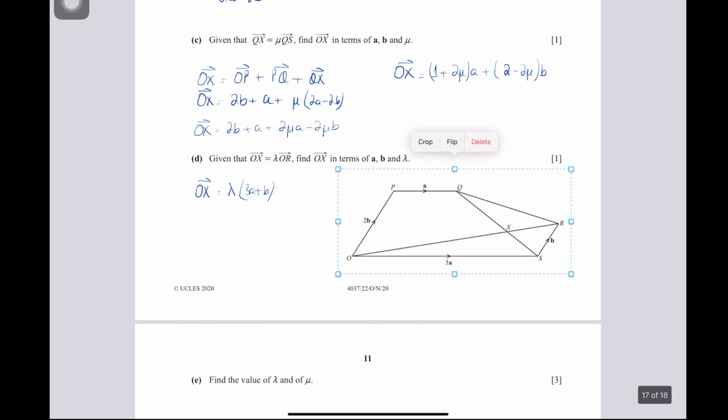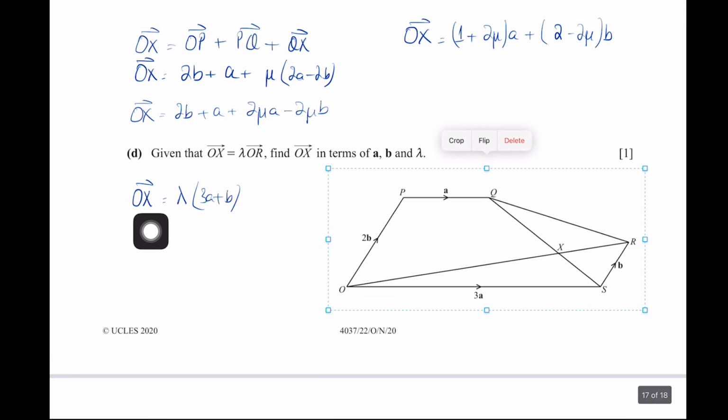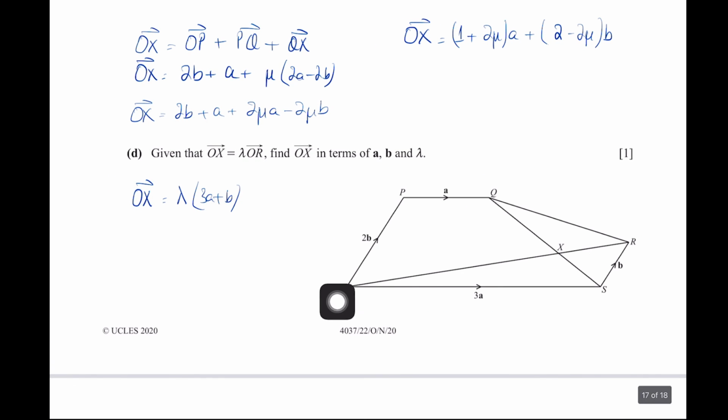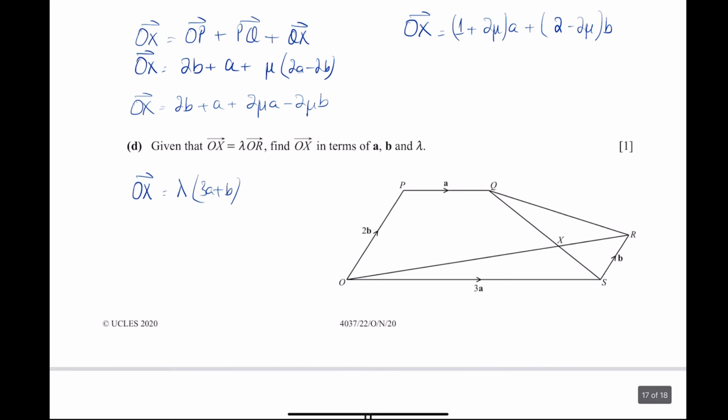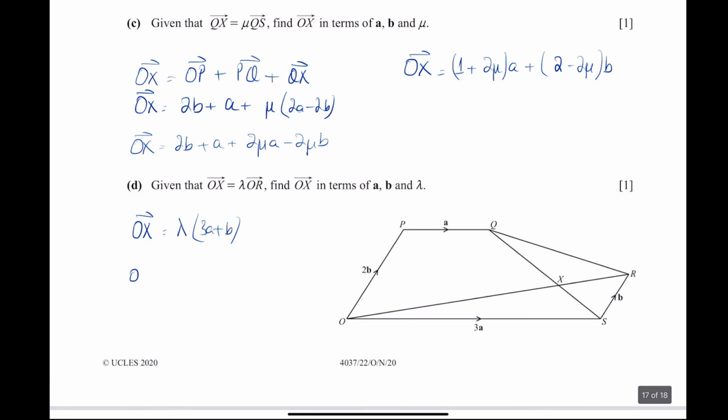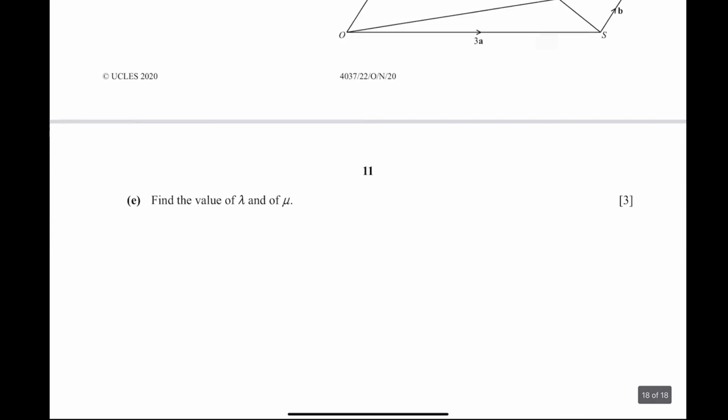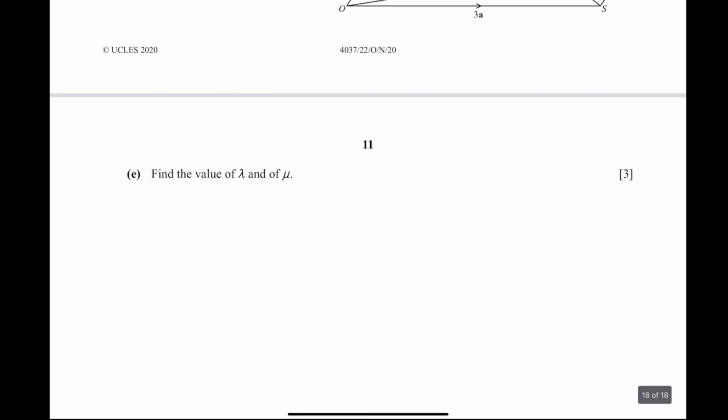So there you go. You can see that OX is equal to lambda times OR. So all you have to do is just find OR, which is going to be 3a plus b, and then multiply it by lambda. That's it. And then write it nicely to save some time. So OX equals 3 lambda a plus lambda b.